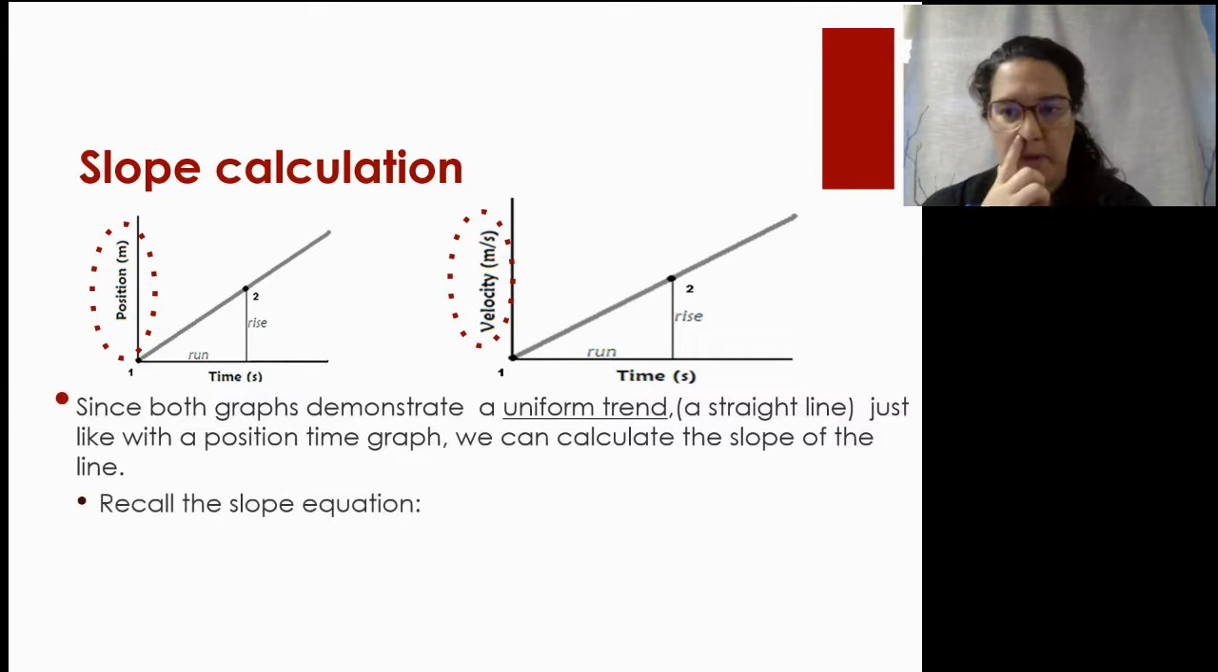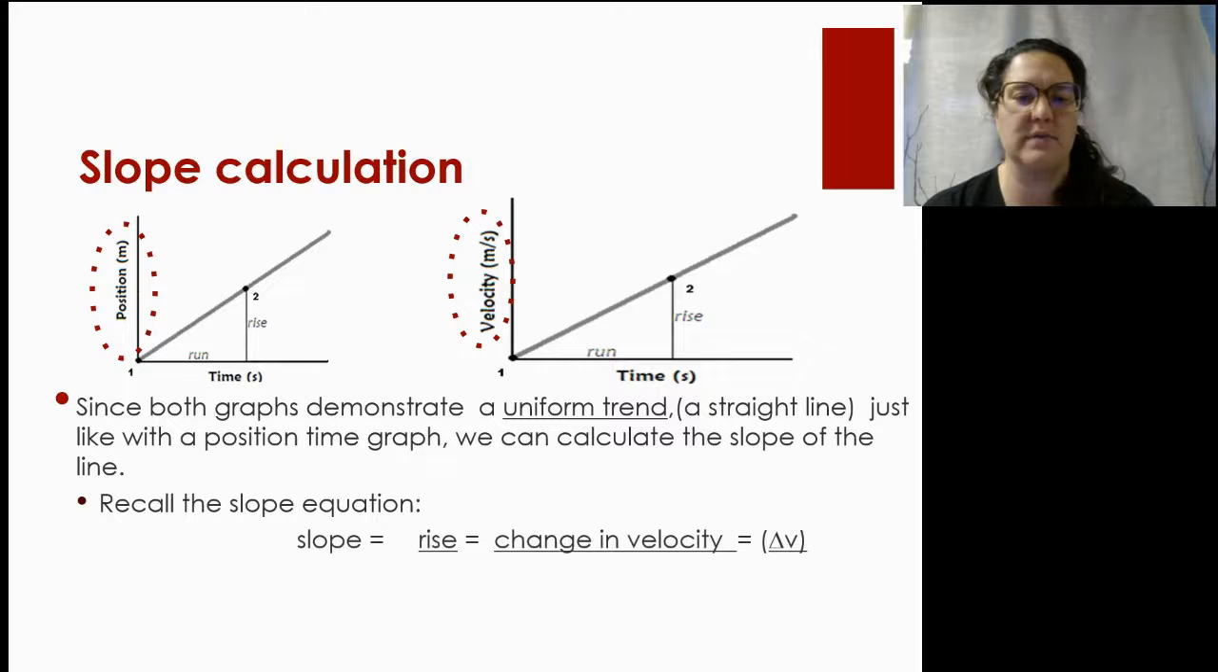So I want you to take a quick look at the axes here because one is a position time and one is a velocity time. So they look different, but they're going to give us different information. But they still demonstrate a uniform trend, a straight line. So we can calculate the slope of the line, which is rise over run. So the change in velocity divided by the change in time.